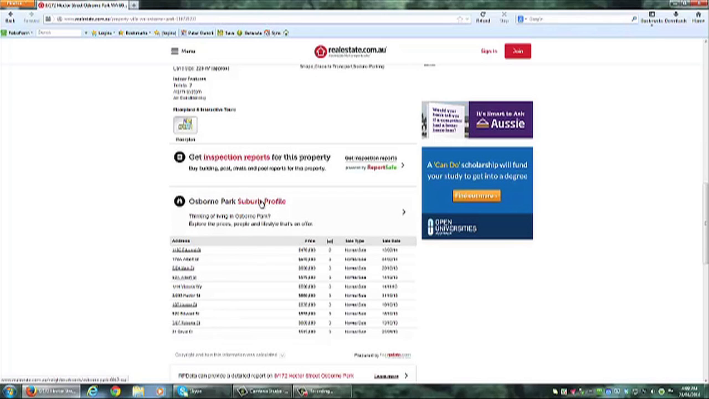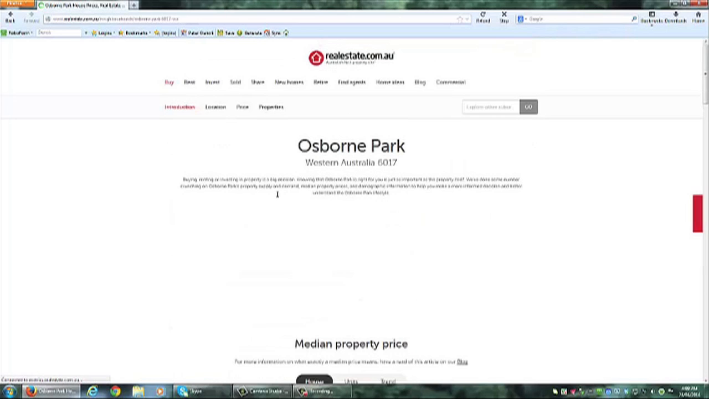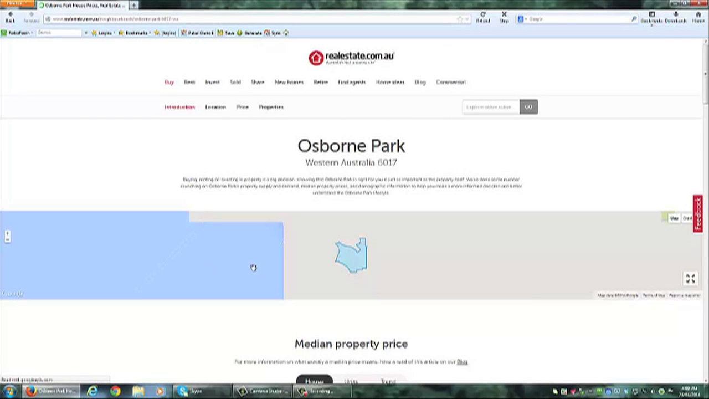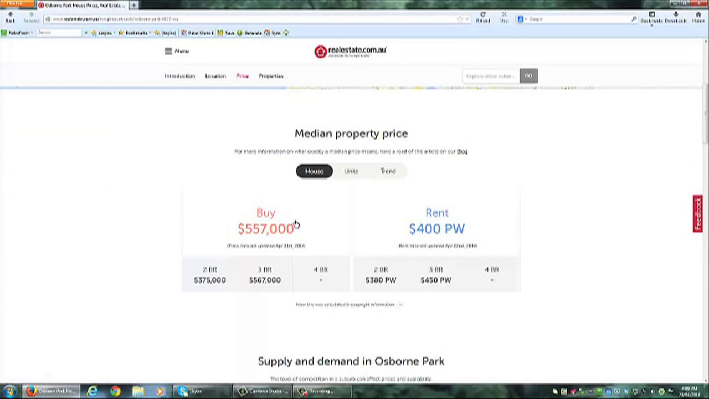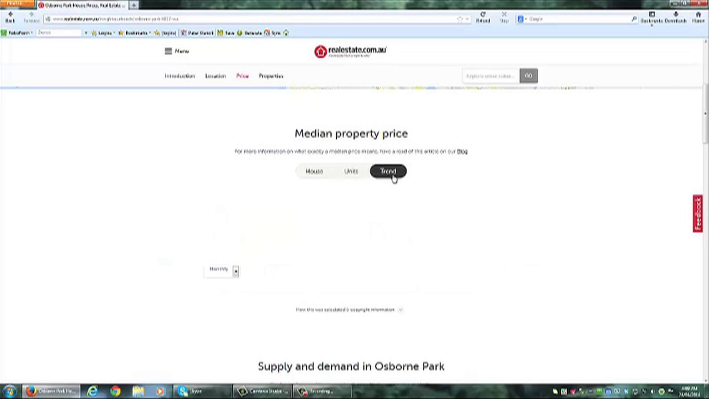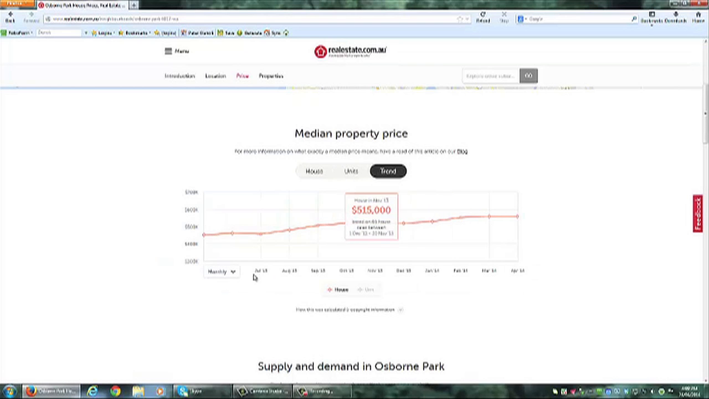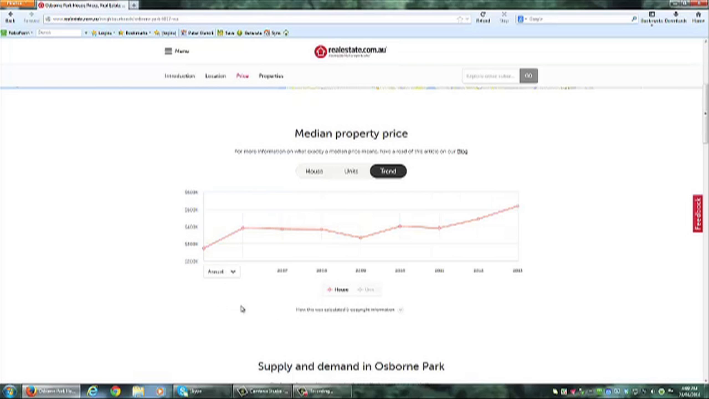So now we go here and we click the suburb profile, and this will take us to Osborne Park, and you can see it gives us a description of Osborne Park. It will give us some map information on Osborne Park, and it'll give you a snapshot of what a house median price is, $557,000, what the median rent is you can expect, same for units, but where we like to go is to trends. When you're looking at the trends of a suburb, we don't like monthly trends, we prefer annual trends.